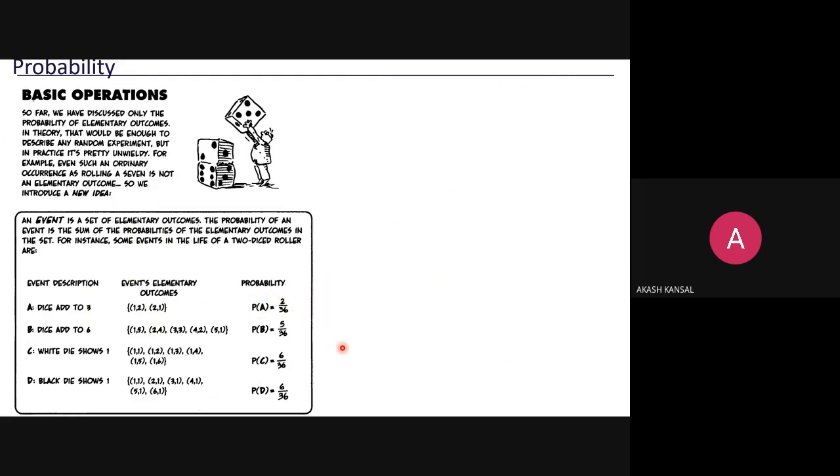Again, I would like to reiterate, we could have derived all this very well with some common logic, but we want to align with the theory of probability as well and the representations. Similarly for event B, where the dice add up to 6, the probability will be 5 by 36. These will be all the elementary outcomes, and so on and so forth for events C and D.